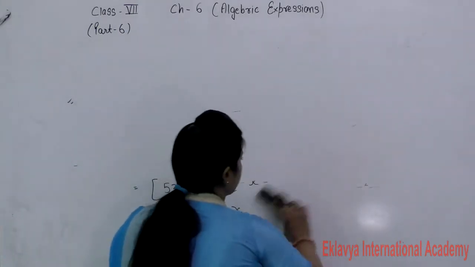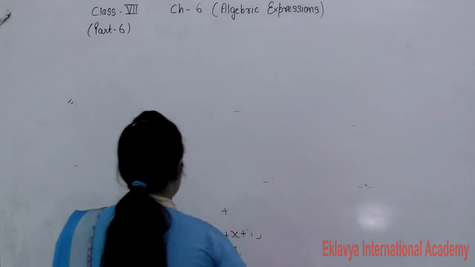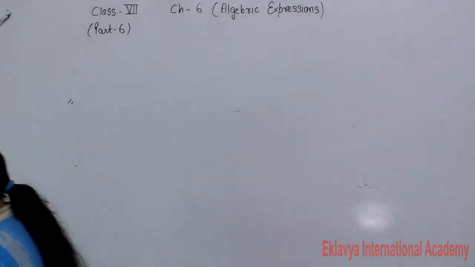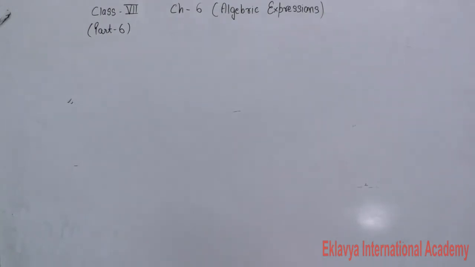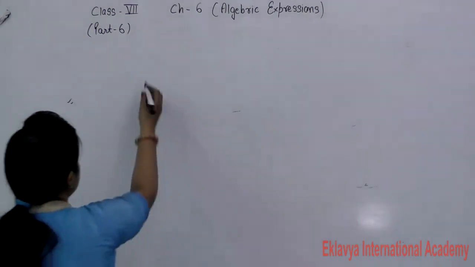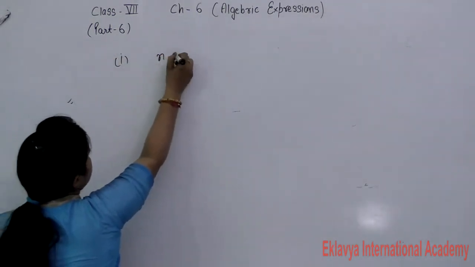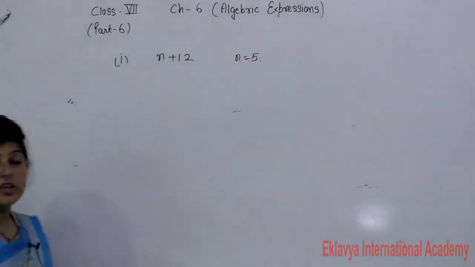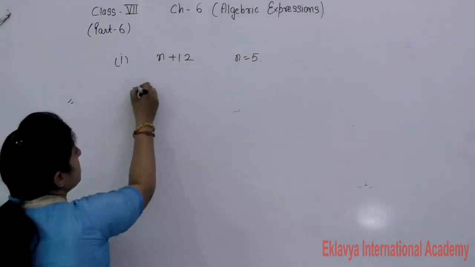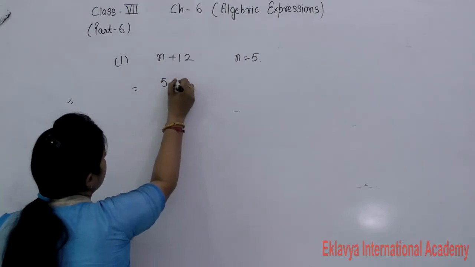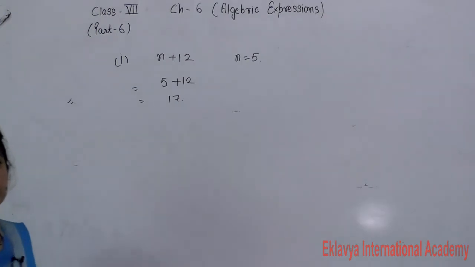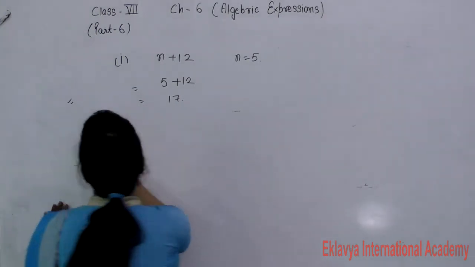Now one more type of question in this exercise. Evaluate the following expression. You are given an expression, suppose it is given n plus 12 and here given n is equal to 5. So evaluate it. Evaluate it means put the value of n here. Then 5 plus 12, that is equal to 17. So we just put the value of the given thing.